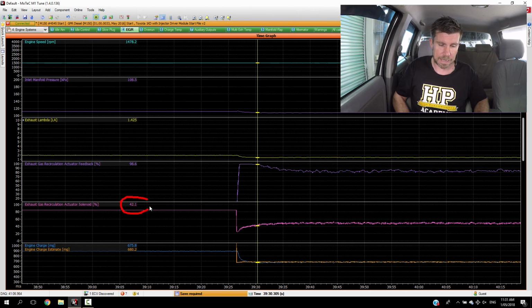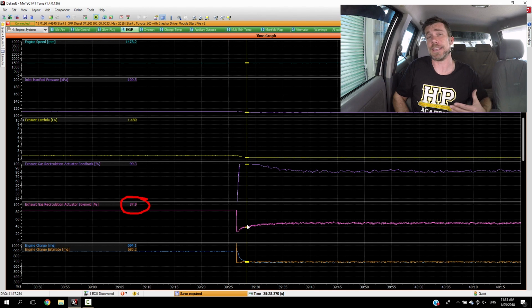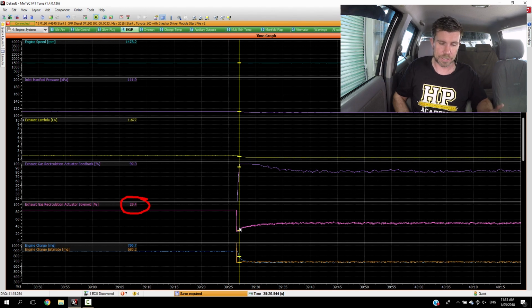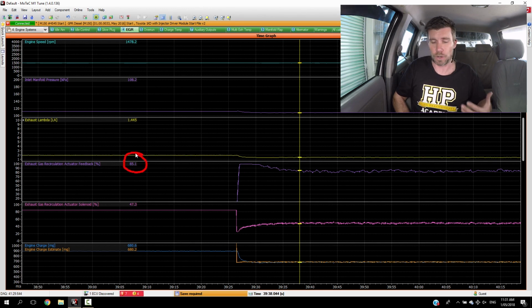Now that's achieved by the solenoid duty cycle changing. We can see that in our next group of values here. We've got our exhaust gas recirculation actuator solenoid. We can see that we started with 85%. As soon as I've made that change, the ECU drives that solenoid initially down to 30%, and then once we actually reach our target, it stabilizes at around about 47%. Finally, we can see the effect of the solenoid on our actual EGR valve position.